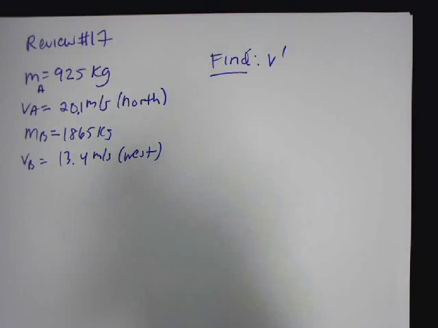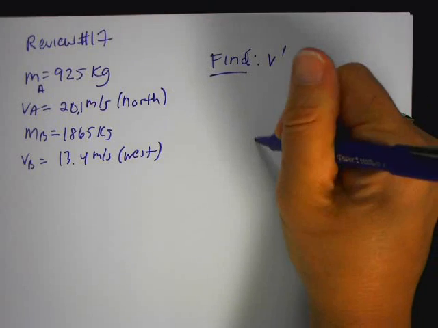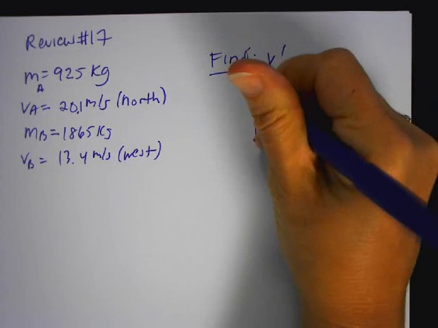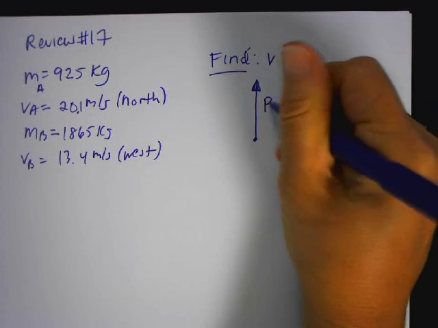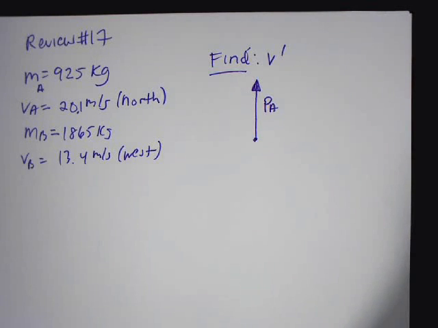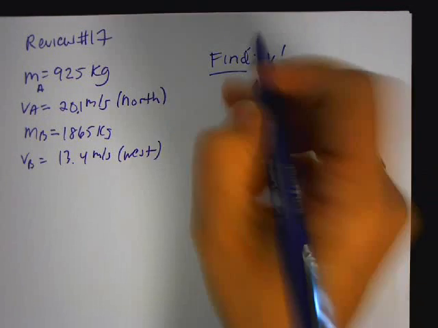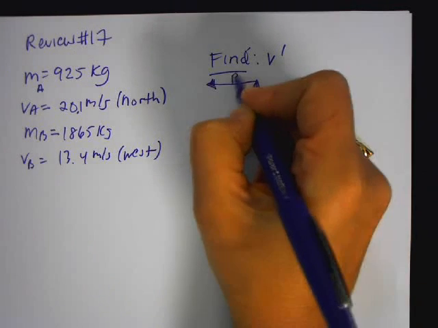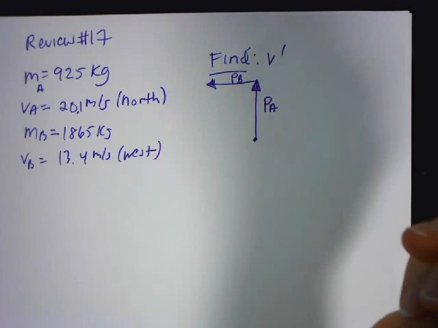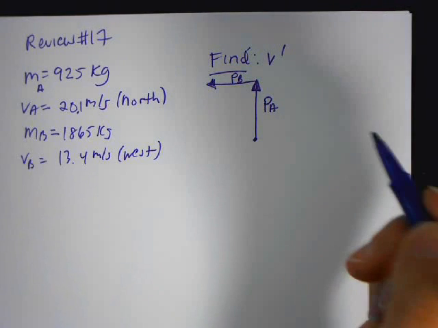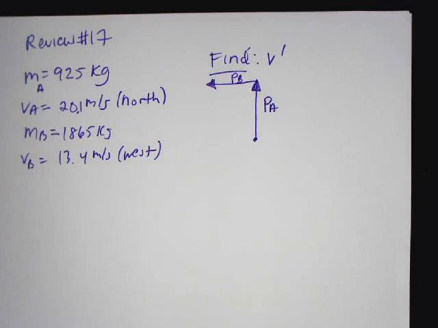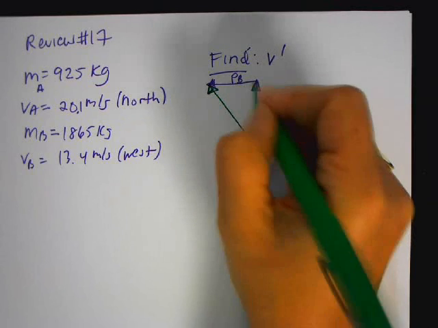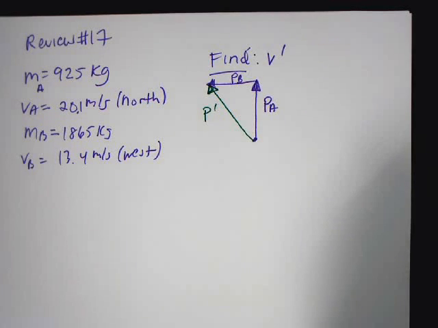Well, the first thing I need to do is I have to draw my picture. So this is where I start. So first I'm going to draw the momentum of car A. So this arrow represents the momentum of A before collision. Then car B goes like this. So you notice I'm adding them head to tail. So this is PB. And then they stick together and they move off at one velocity. So this is going to be, remember, the two vectors added head to tail is going to be P prime.